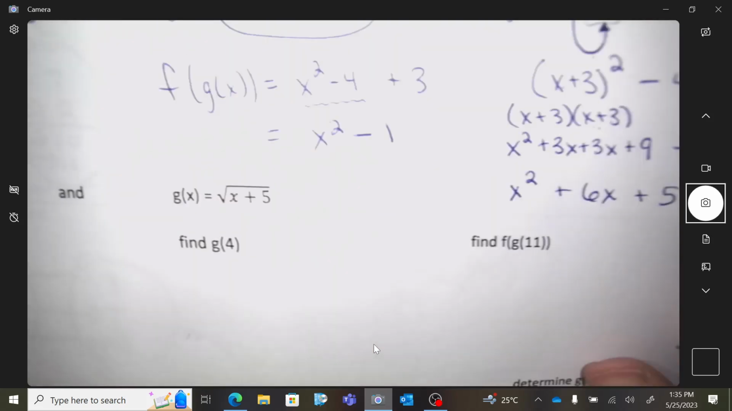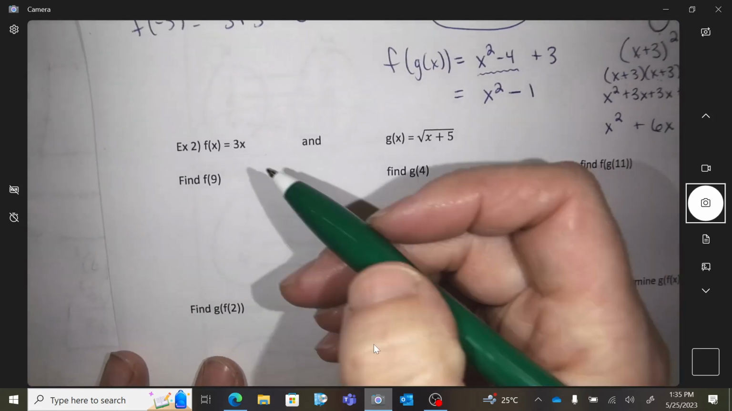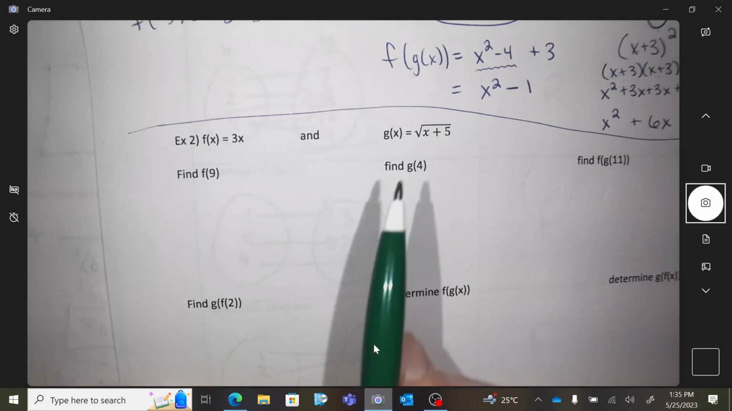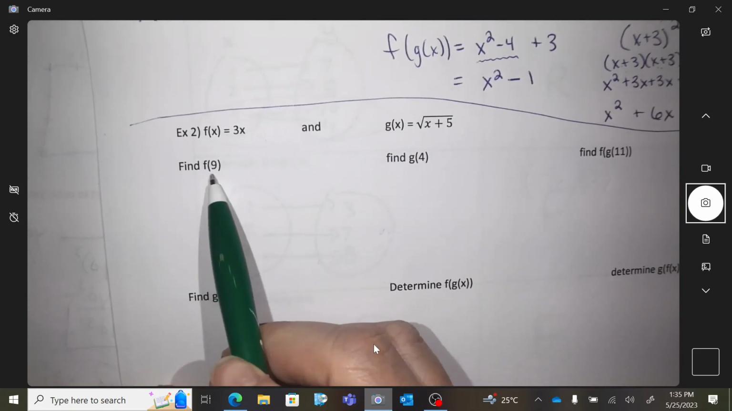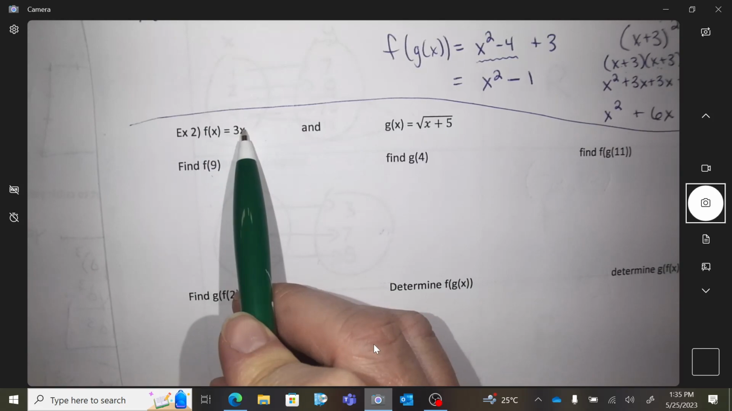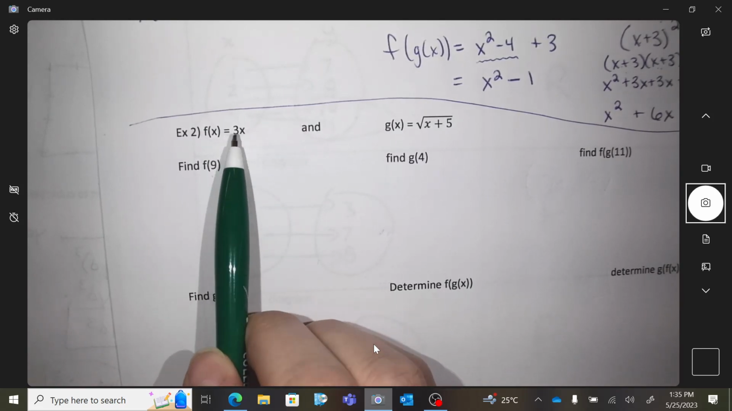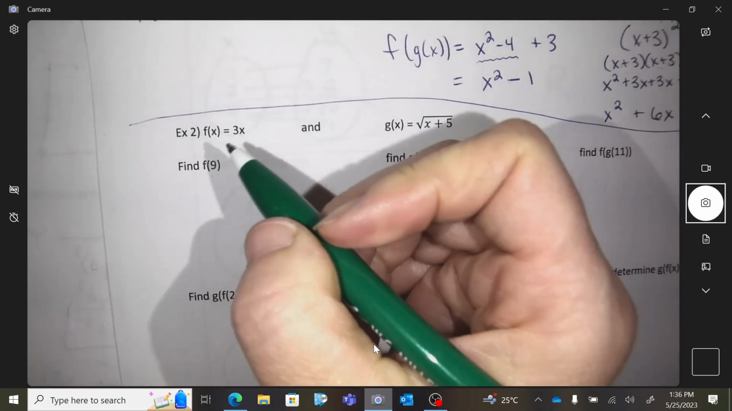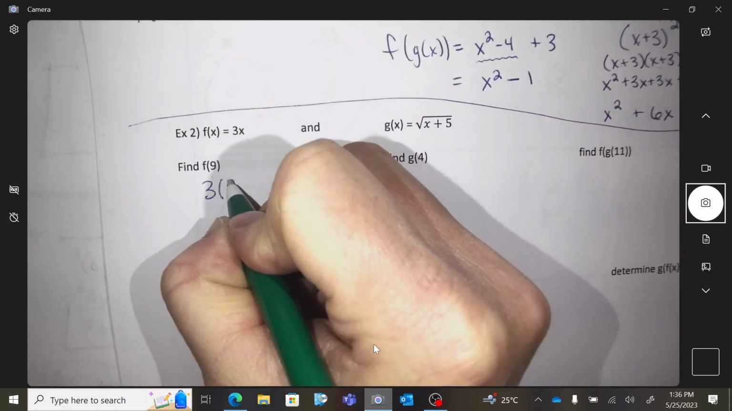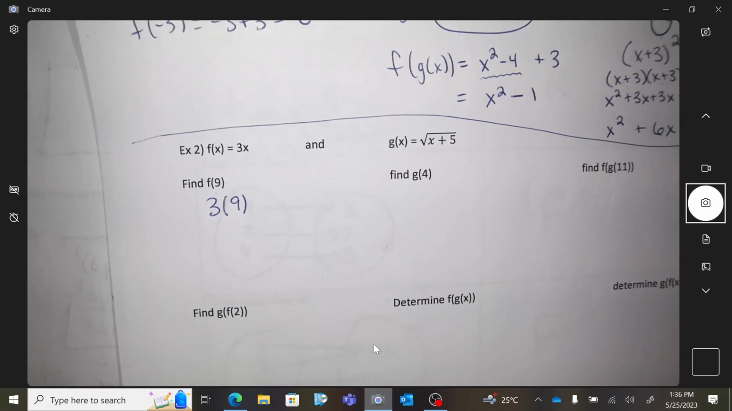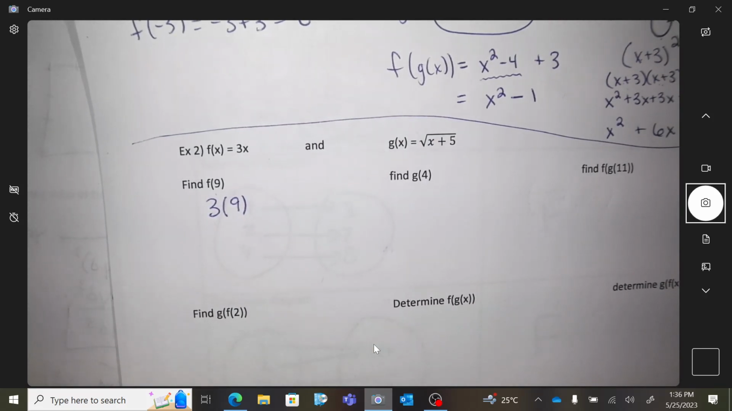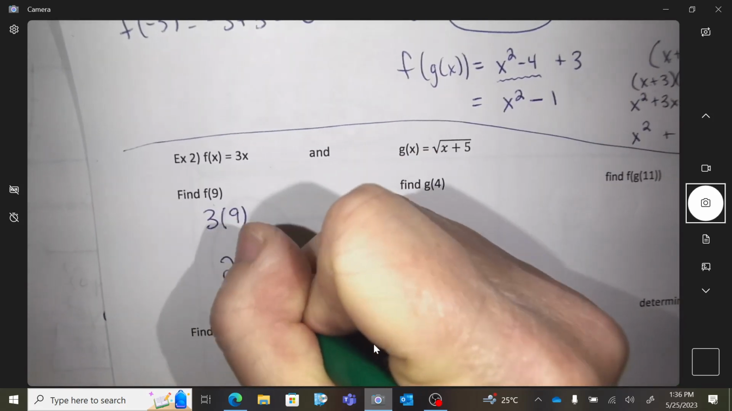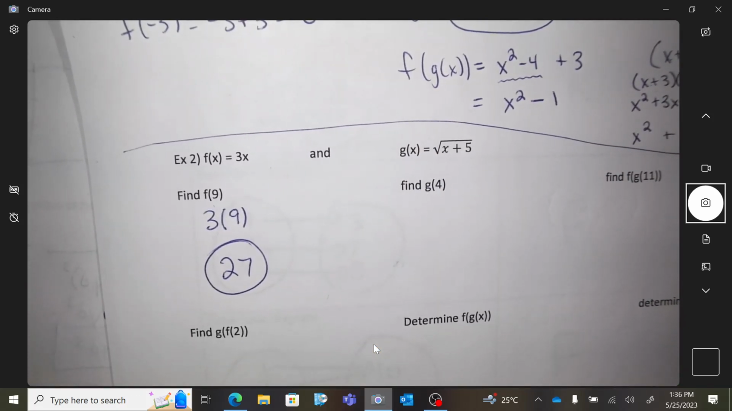Good? Okay, this is example 2, so now I gave you different equations here. So here's your f of x, here's your g of x. Okay, f of 9. Put a 9 into this function. So 3 times 9. 3x. 3 times 9. So that answer would be 27.